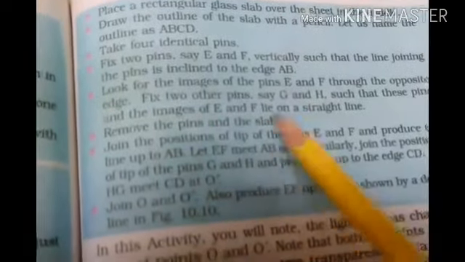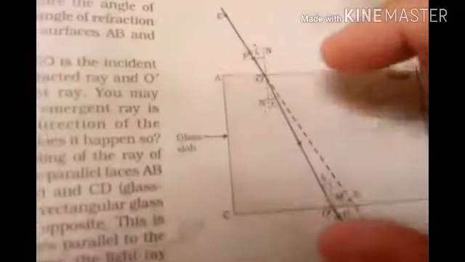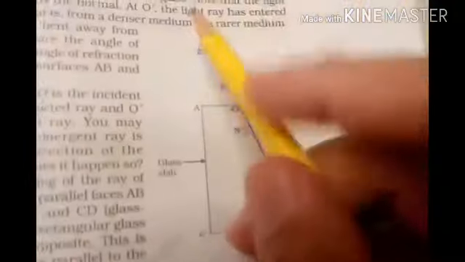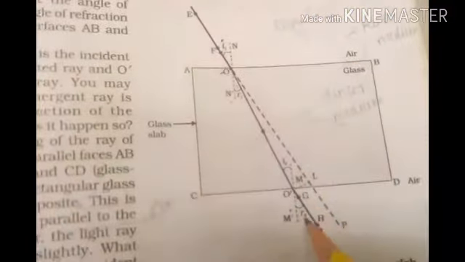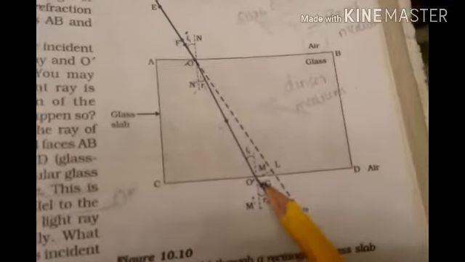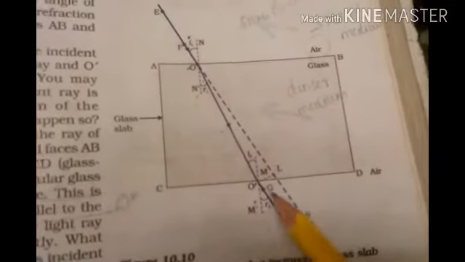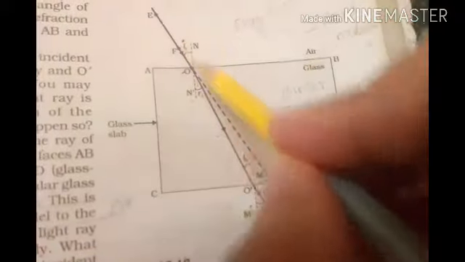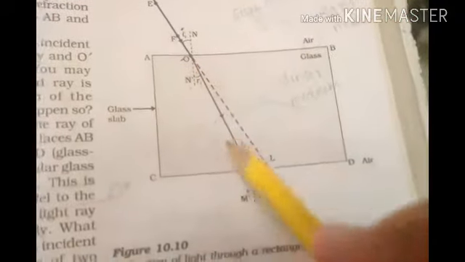So these pins are on a straight line. Remove the pins and the slab. That means remove the glass slab that was here. Just remove these E, F and G, H pins. The markings will be here, E and F, G and H. So I repeat, how you have fixed G and H. You have looked through the rectangular glass slab and placed G and H such that H, G and the images of E and F inside are all in a straight line. All these 4 pins you see in a straight line. So remove the pins and the slab.